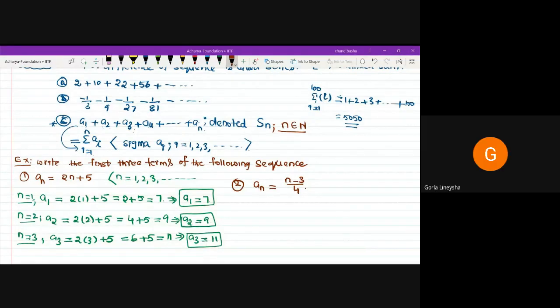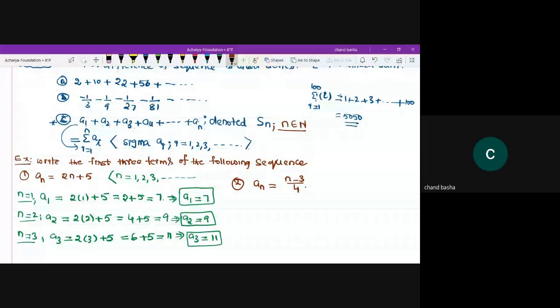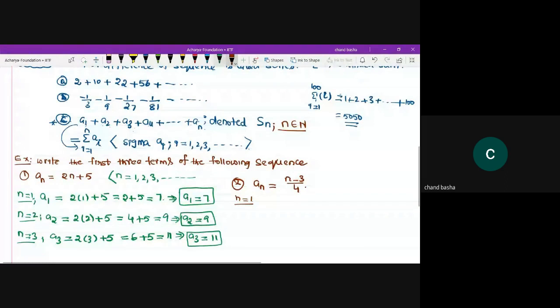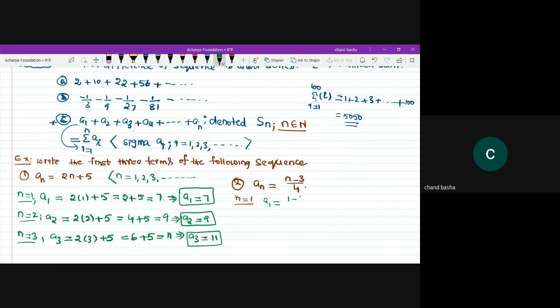Sir, I'm also getting the same answer, but in positive value, sir. Positive values. So when we put n is equal to, what are you going to put here, n is equal to how much? Is it 1? A1 is equal to 1 minus 3 divided by 4. What is 1 minus 3 value? Is it minus 2 or not? Yes, sir. Then 2 times cancel, minus 1 by 2.